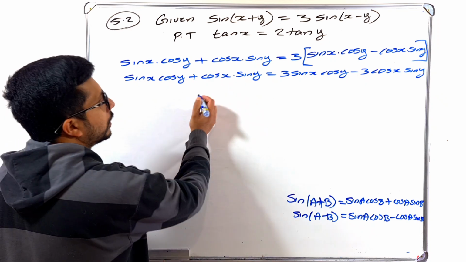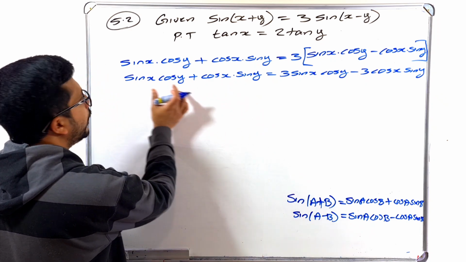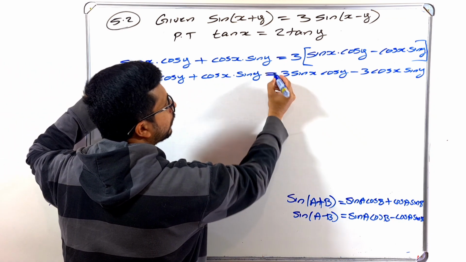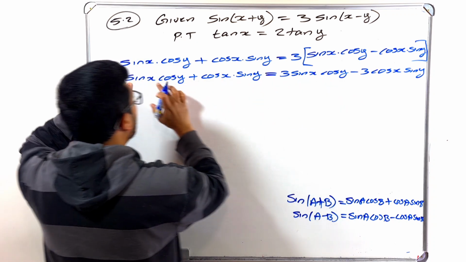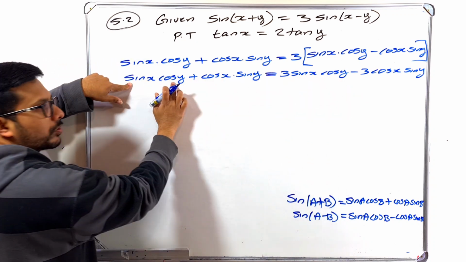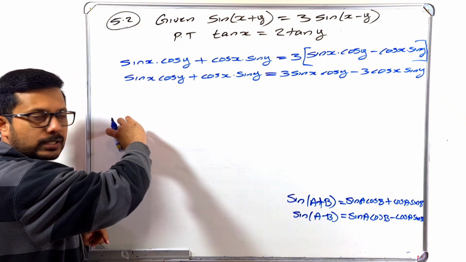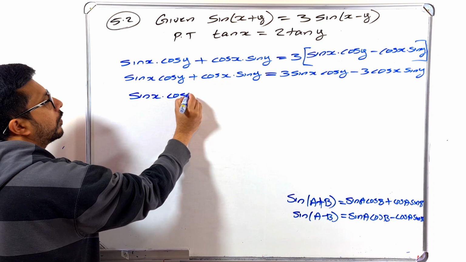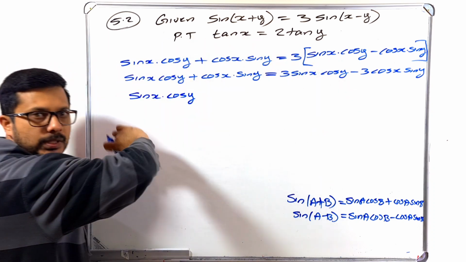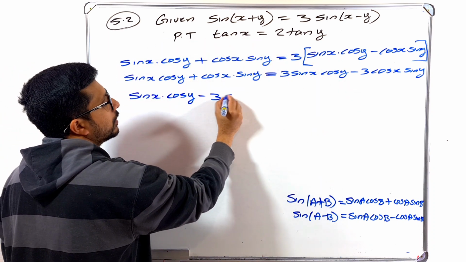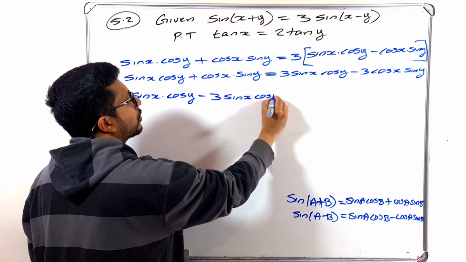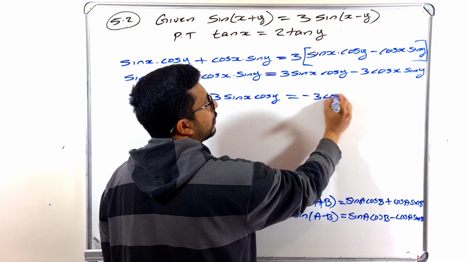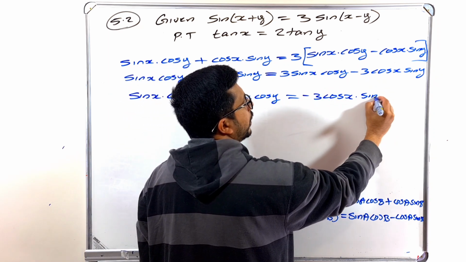Okay, so let me look at this one, sin x cos y. Here this is equal to 3 sin x cos y. These two are like terms, sin x cos y, sin x cos y. So take this one to the other side, so it is this sin x cos y. Now I am going to take this one to this side. So it is minus 3 sin x cos y is equal to minus 3 cos x sin y already there on the right side.